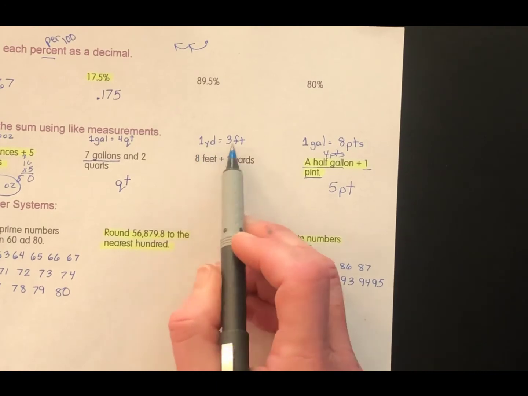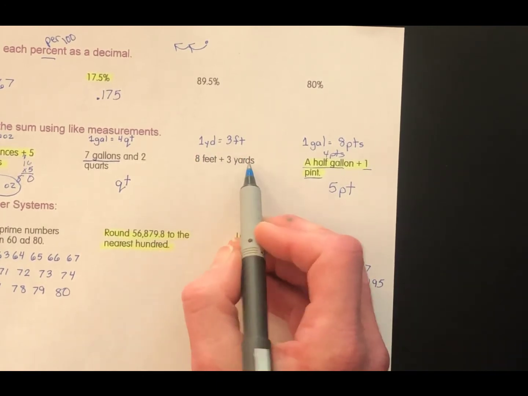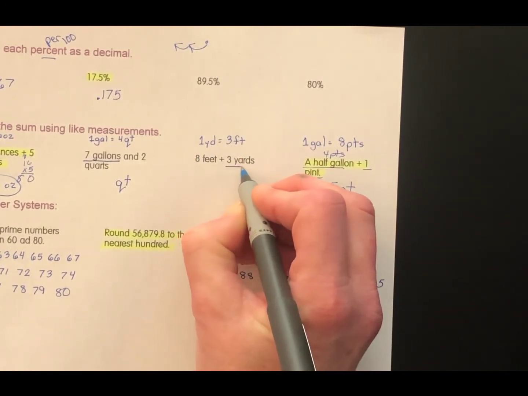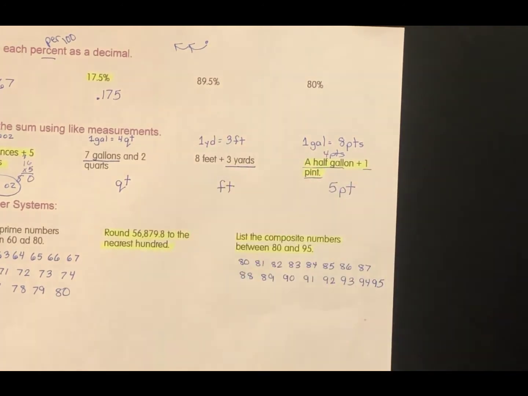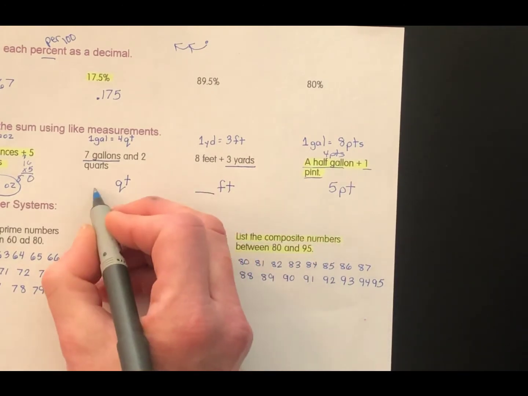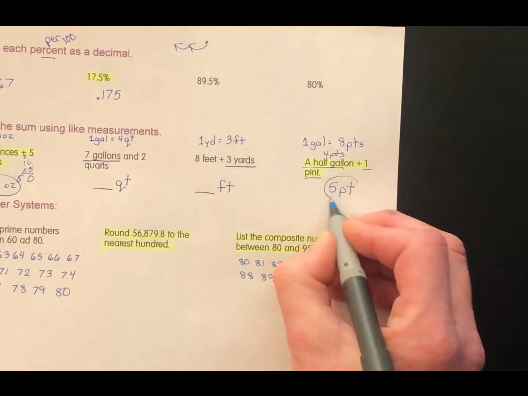This one, 1 yard is 3 feet. You've got 8 feet and 3 yards. You're going to convert your 3 yards into feet, and your final answer will be in feet. I'm going to circle my answer, just like that.